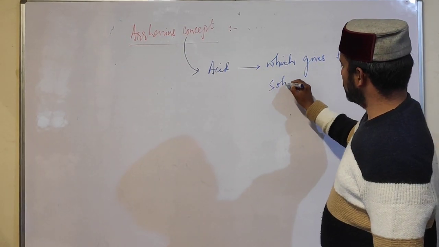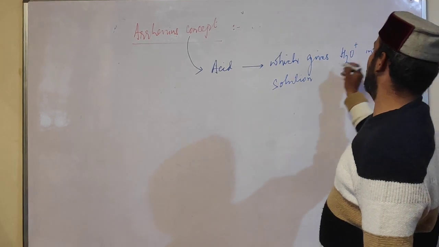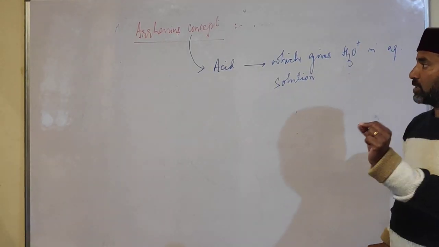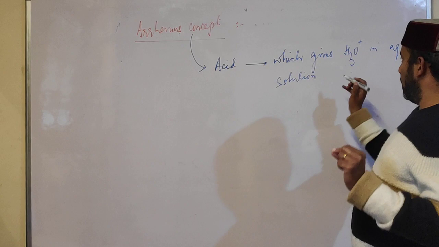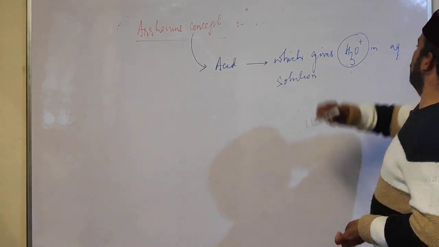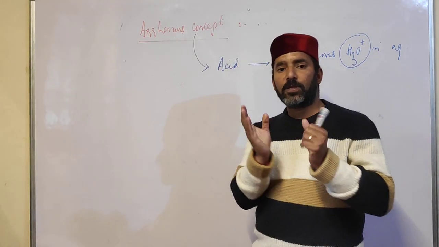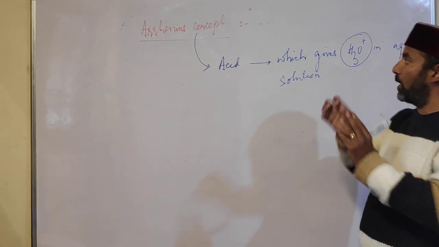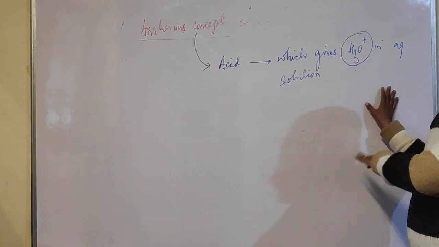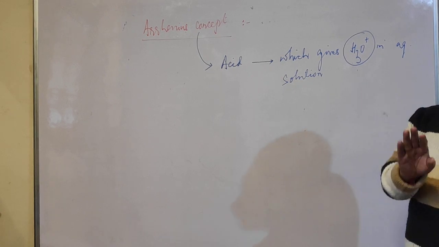So any substance which when dissolved in water produces hydronium ion, and students listen carefully, here it is very important to note that an acid is a substance which on ionization gives hydronium ion as the only cation. That means there should be no other positive ion.